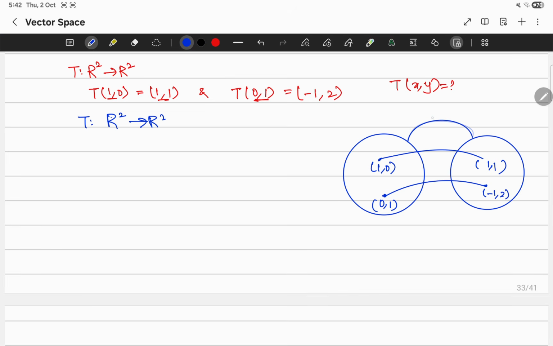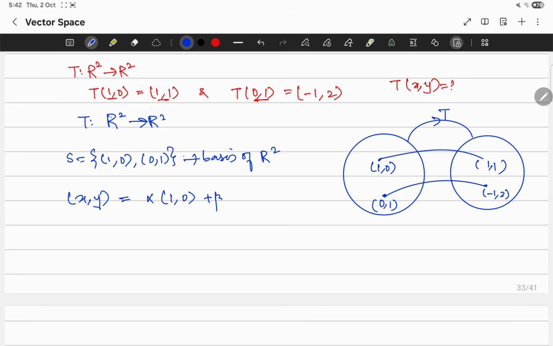What is the general T? Okay, so check this set. What is this, (1,0) and (0,1)? You know this is the basis of R2. So every vector in R2 can be written as a linear combination of these vectors. So alpha v1 plus beta v2, so (x,y) will be equal to (alpha, beta). So it means that alpha is equal to x and beta is equal to y.